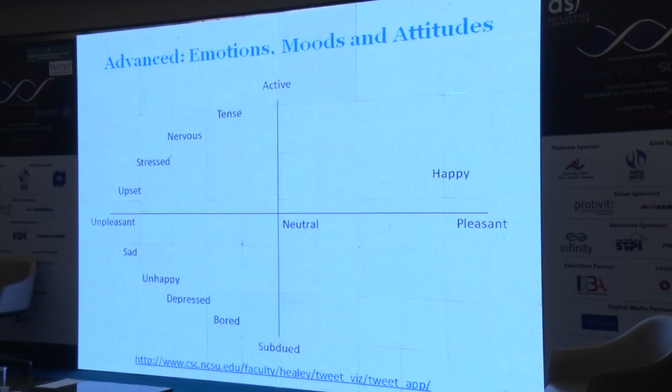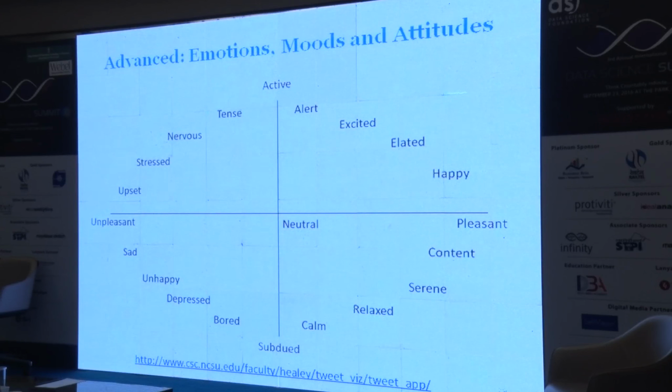Unhappy, depressed, bored. These are unpleasant towards subdued. Bored is slightly unpleasant, very subdued. Alert, excited, elated, happy. These are active, pleasant expressions. Calm, serene, relaxed, content. These are subdued, pleasant expressions. Now, we are not just happy or just unhappy. We are more, right? Our expressions and states of expression actually have further dimensions.